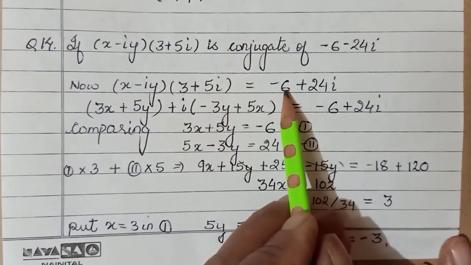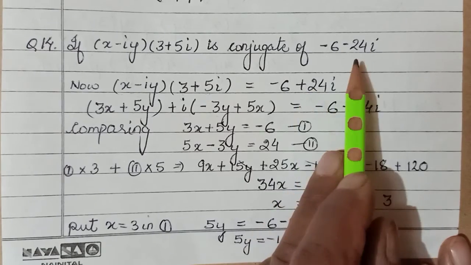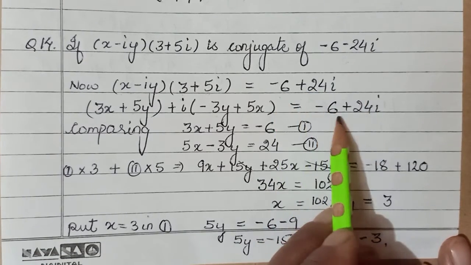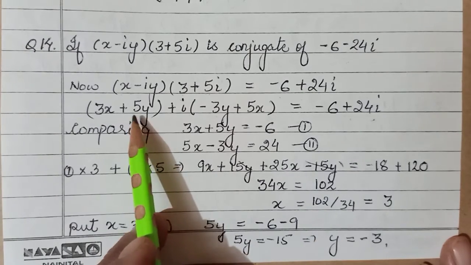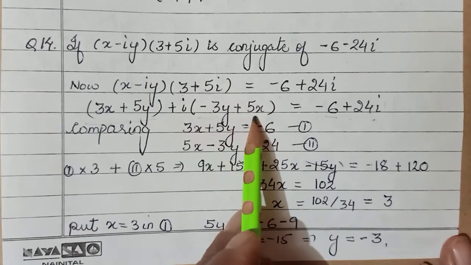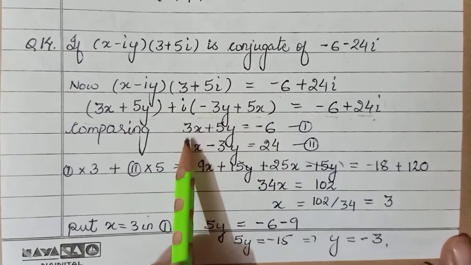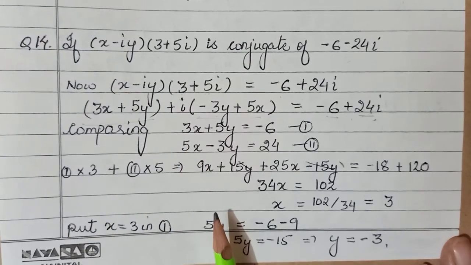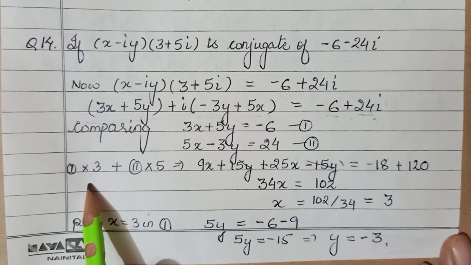Okay, and this is the conjugate. In the conjugate you change the sign of the imaginary part. The conjugate of this will become minus 6 plus 24i. Then simply you have to compare: the real part out here will be equal to the real part here, and the imaginary part here will be equal to the imaginary part here. So you get two equations in two variables. So solving two equations simultaneously, I've done it by the elimination method. You can choose your own method.